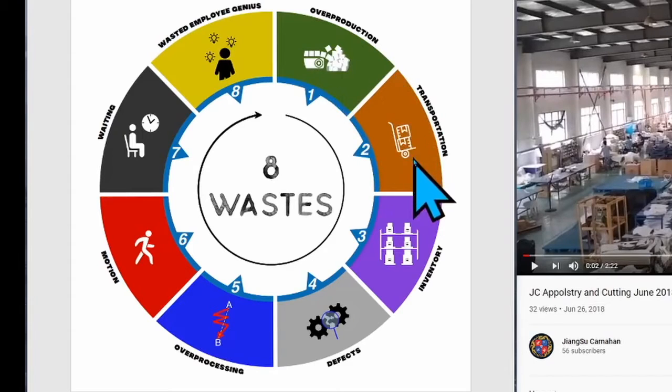You made too much, so then you have to move it somewhere, then you have to store it somewhere, now you have inventory. Well, you could have defects inside of that inventory. If you do have defects, then you have to over-process to fix those defects, right? Maybe you have to start at the beginning, you have to do rework.